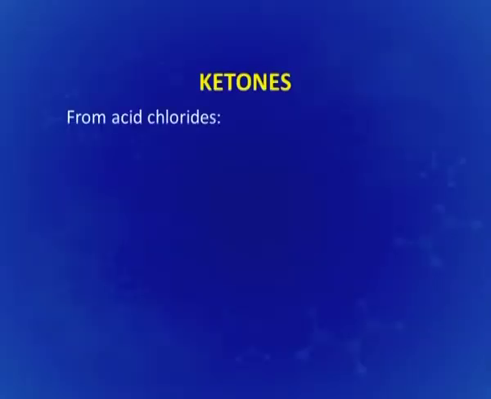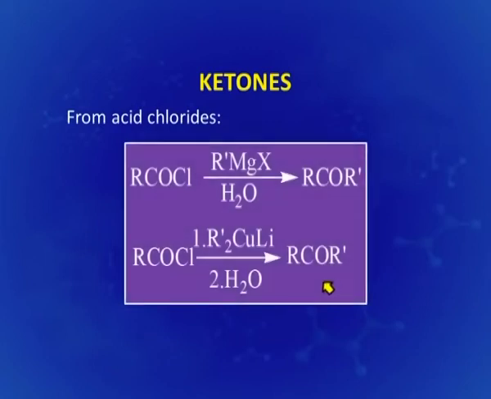And the next preparation is ketones from acid chlorides. Acid chlorides on reaction with a Grignard reagent, that is RMgX, followed by protonation, give rise to a ketone. And the next one is from the acyl chloride, which on treatment with dialkyl lithium cuprate followed by the addition of water gives rise to ketones. And the next most important as well as interesting synthesis of ketones is Friedel-Crafts acylation.